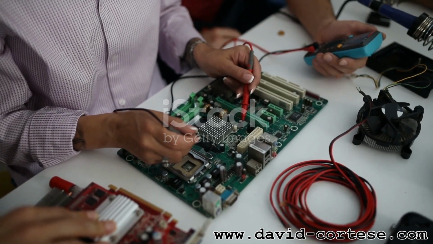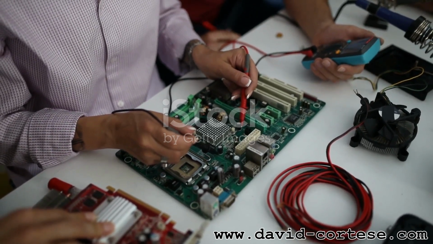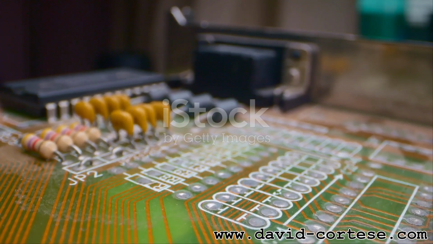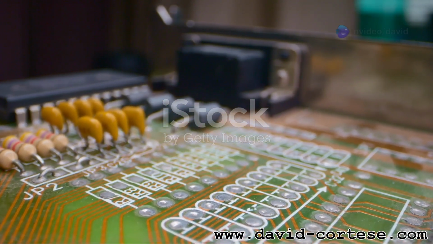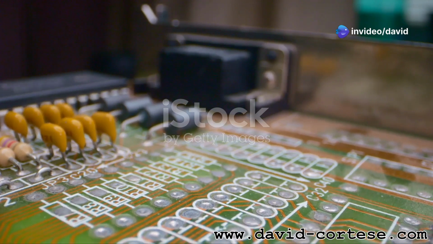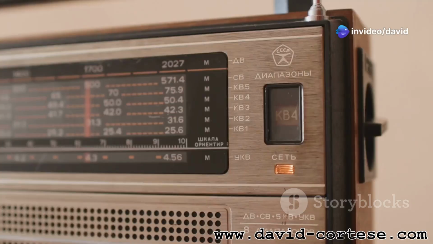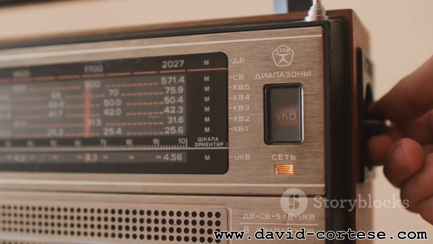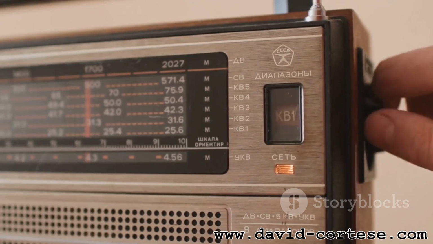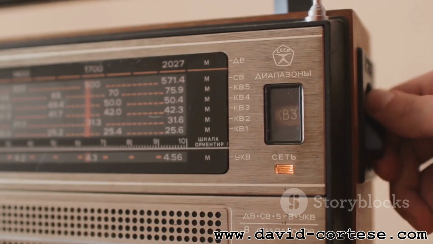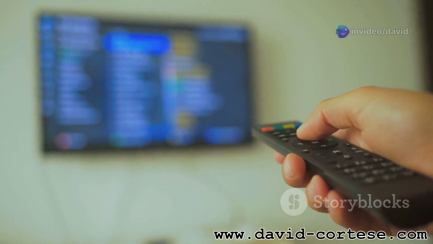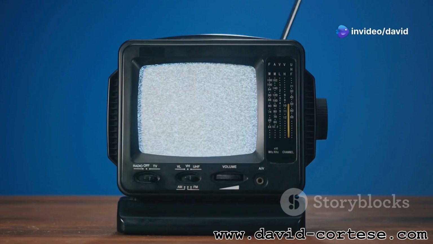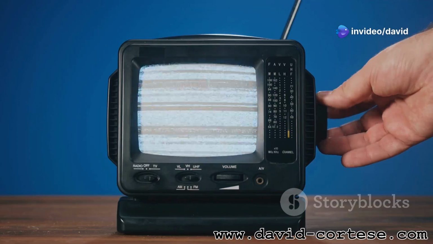Section 7. Real-world applications of RLC circuits. RLC circuits, with their ability to filter, tune, and oscillate, find applications in a vast array of electronic devices we encounter every day. Radio receivers. RLC circuits are the heart of radio tuning circuits, allowing us to select specific radio stations by adjusting the resonant frequency of the circuit. Televisions. Similar to radios, televisions use RLC circuits in their tuning circuits to select specific channels.